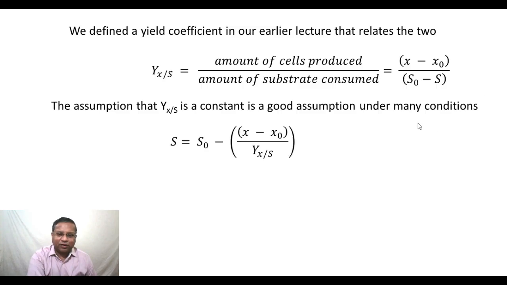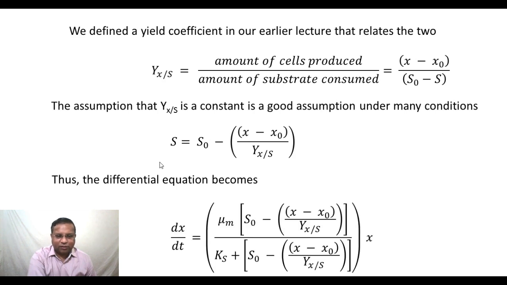And if that is the case, we can use the yield coefficient to write s in terms of x. S naught is a constant. S naught is the total substrate concentration that is usually known. Similarly, x naught is the initial cell concentration, assuming there is not much of a change in the lag phase. That is also known. So we are interested in relating the variables s and x. So s equals s naught minus x minus x naught by Yx/s, directly from the definition here.